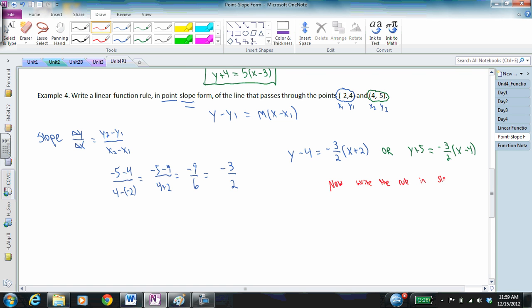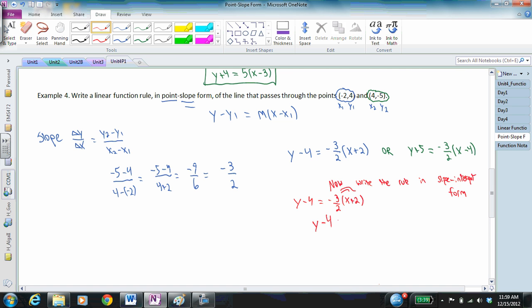in slope-intercept form. And that's what you'd have to do if you wanted to graph it. So to do that, we would just need to solve for y in each rule. So I'm going to take this rule, y minus 4 equals -3/2 times (x plus 2). I'm going to solve for y.